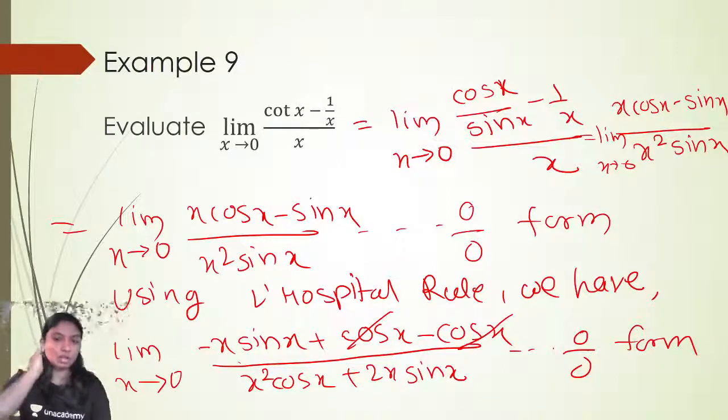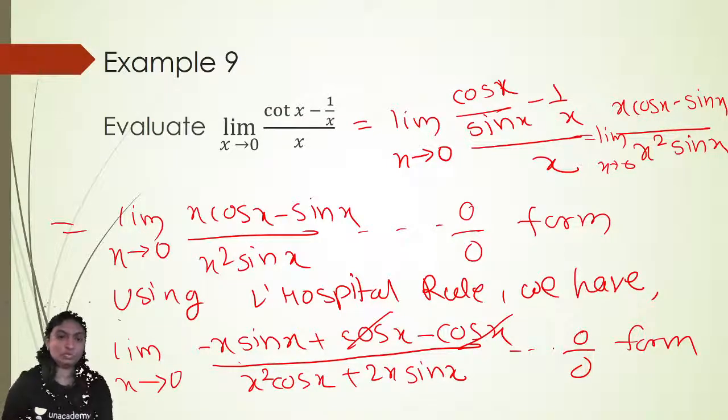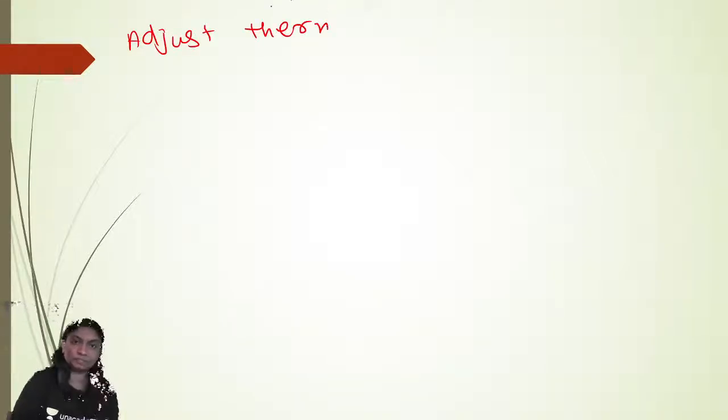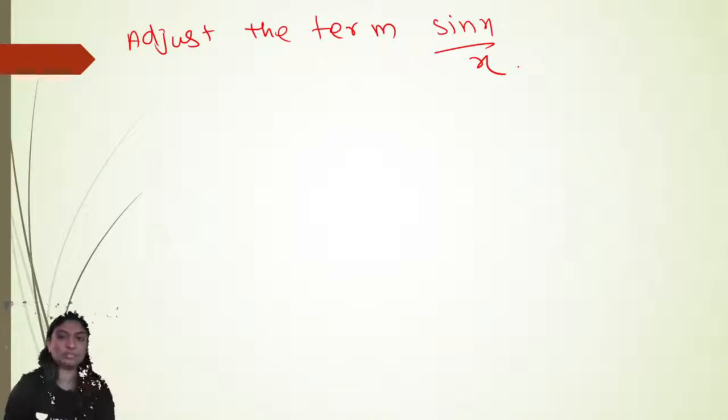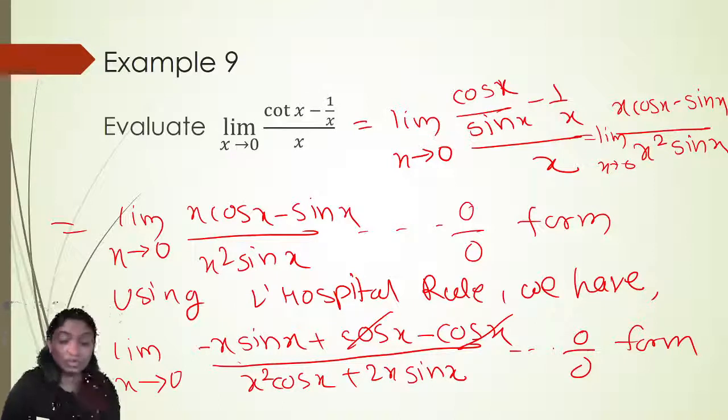Now if you observe, you will always get minus x sin x upon 2x sin x, so always this 0 upon 0 form. So what we will do is adjust the sin x by x term. Why? Because we know that the limit as x tends to 0 of sin x by x is equal to 1. So how can we adjust it?